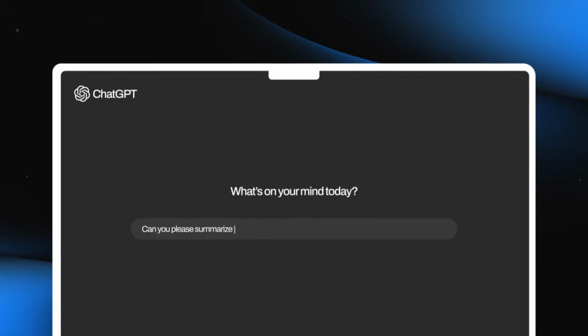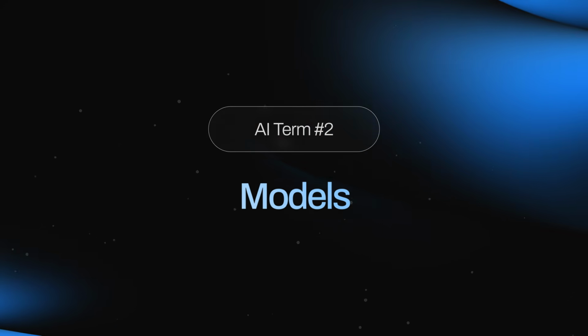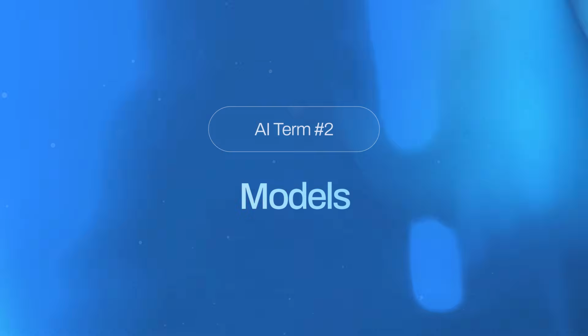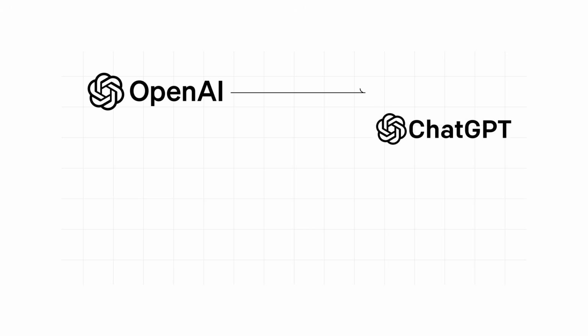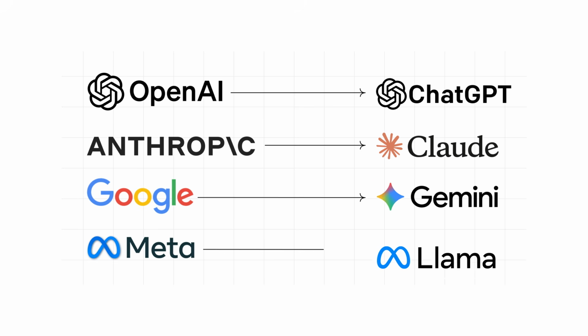AI stands for Artificial Intelligence. At its core, it's a software that spots patterns. You ask it a question, and based on what it's seen before, it gives you the best answer that it can. The more it's seen, the better it gets. That's the foundation of every AI product that you use today. AI is the general concept. A model is one specific AI that a company has built. OpenAI built ChatGPT, Anthropic built Claude, Google built Gemini, and Meta built Llama. All different models.